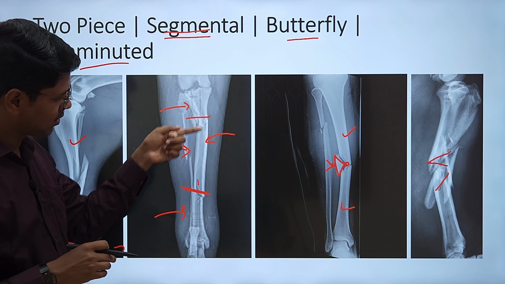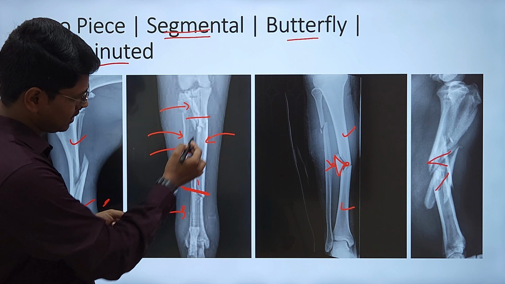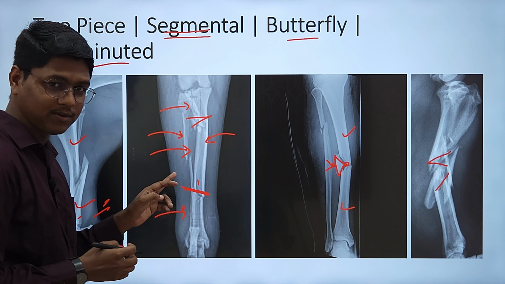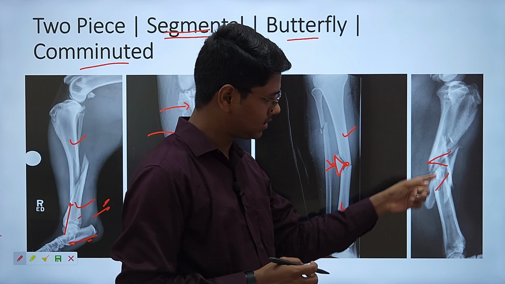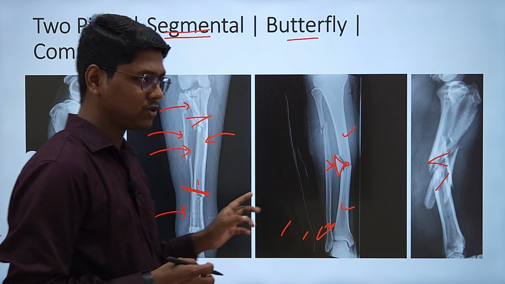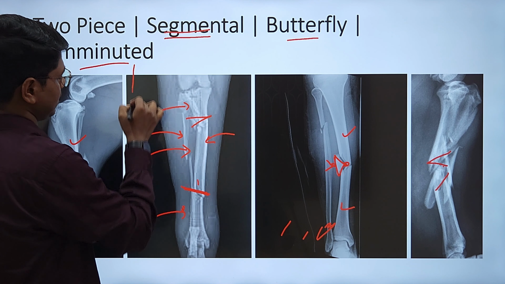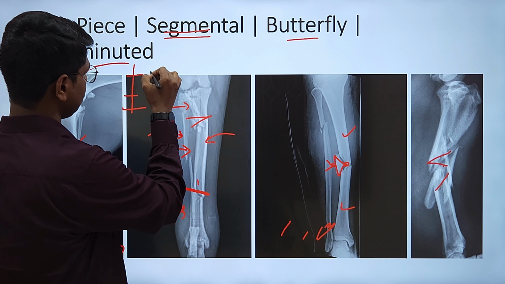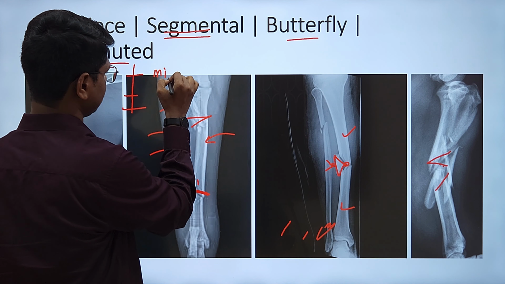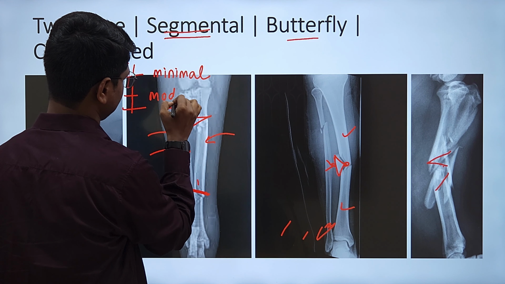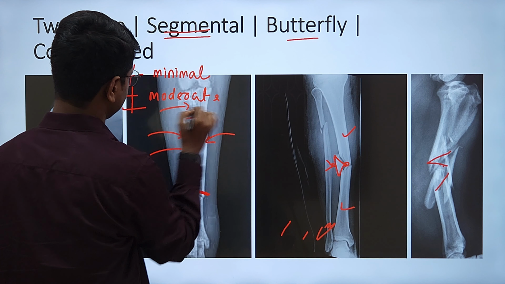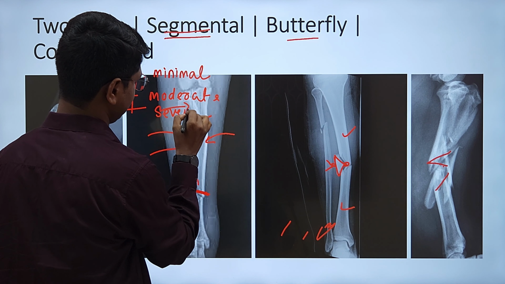Here the fracture lines are not communicating. Here is one fracture line, here is one fracture line, but they are not communicating with each other. Technically, in a comminuted fracture, you will find the connection between the fracture lines. So these comminuted fractures can be further subclassified into minimal comminuted, moderate comminuted, and severely comminuted.